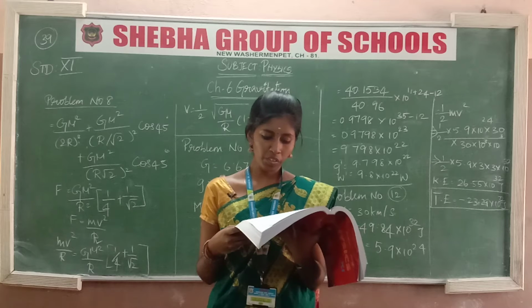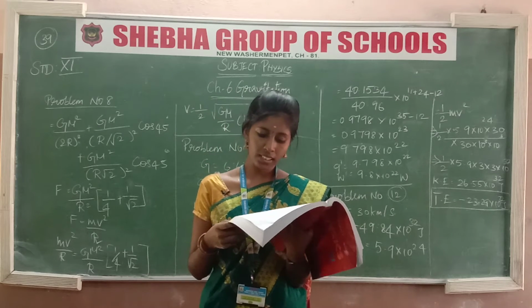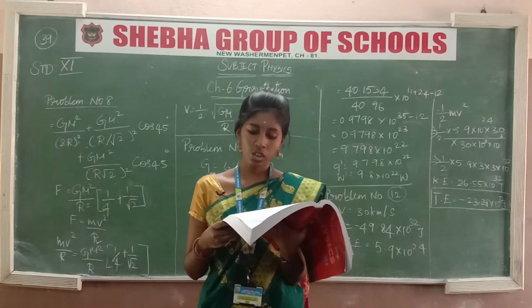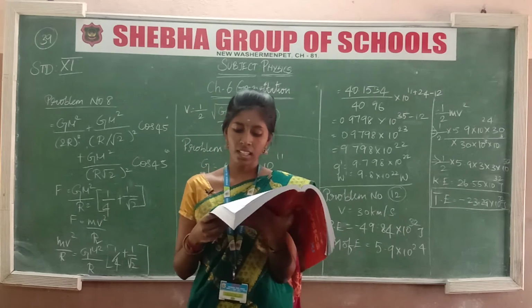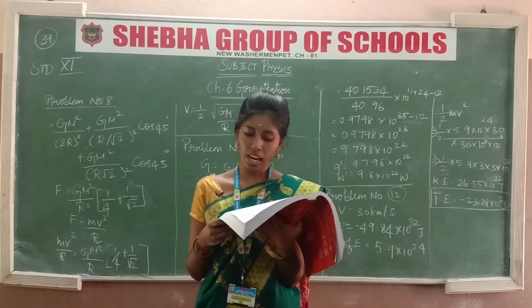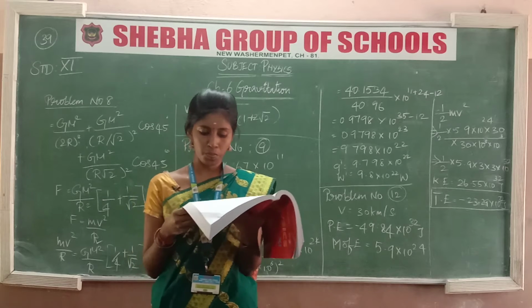So the next problem will be taken as the 8th problem. 4 particles, each of mass m, are at equal distance from each other. They move along a circle of radius r. So the radius will be taken as r. It's under the action of mutual gravitational attraction. Okay, so finally we calculate the speed of each particle.